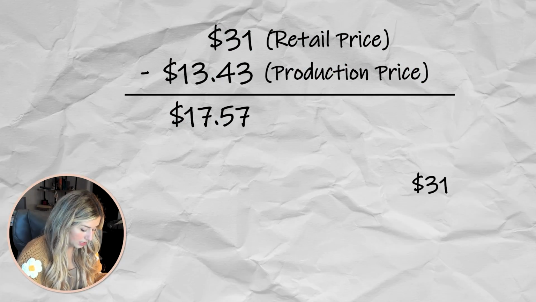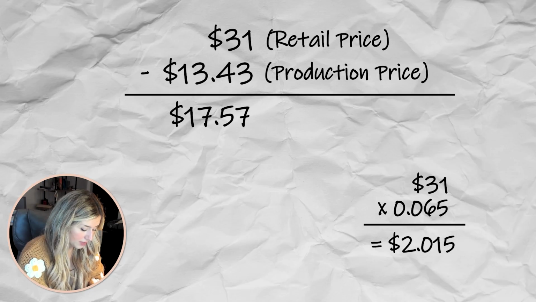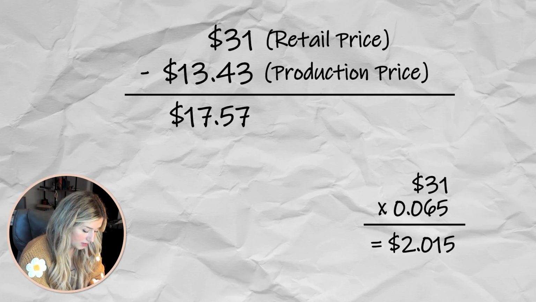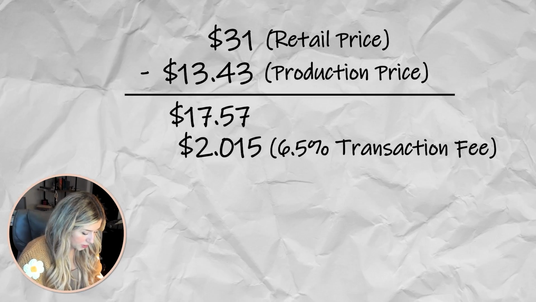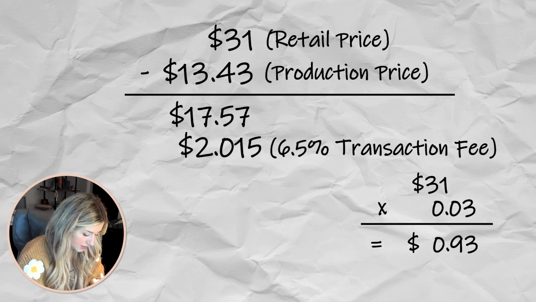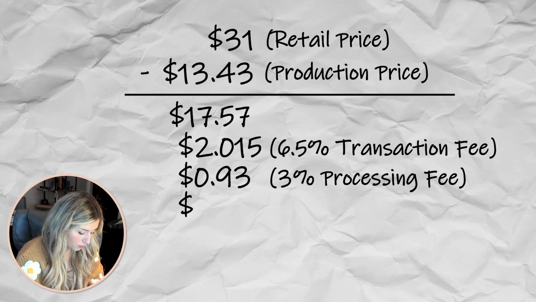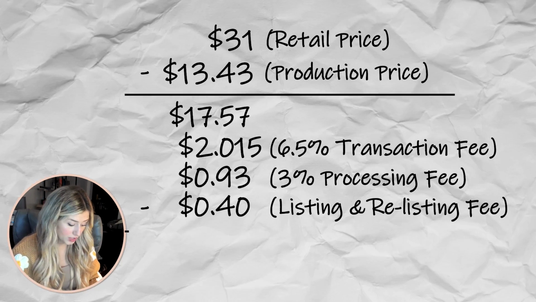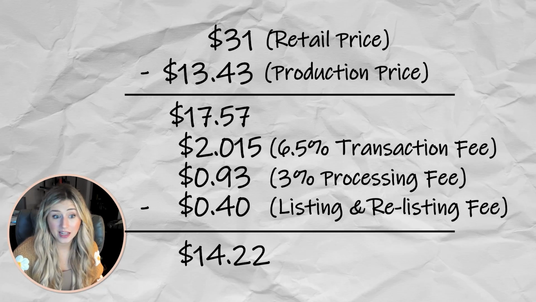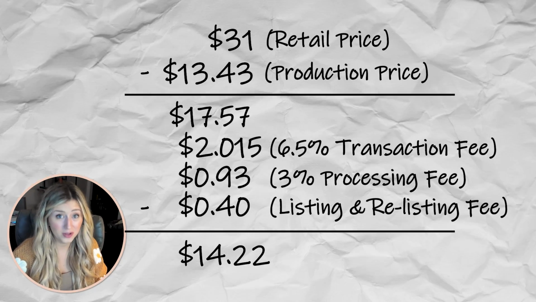So 31 times 0.065 is $2.15 of Etsy transaction fee they're getting taken out. And then 31 times, let's say the processing fee, that's 93 cents. And then let's say that they get minus the 40 cents as well. So that's $14.22 the seller is making, which is incredibly good profit margins.